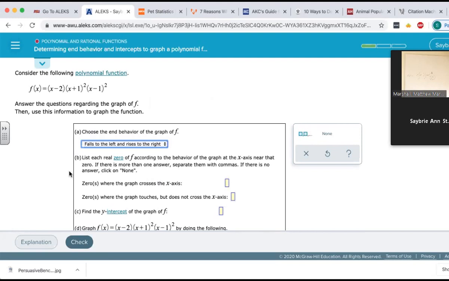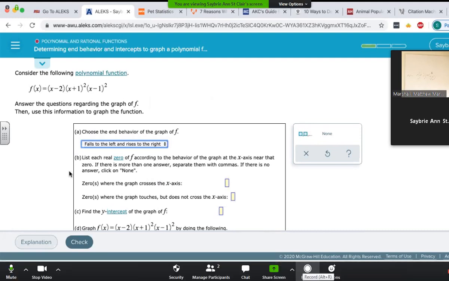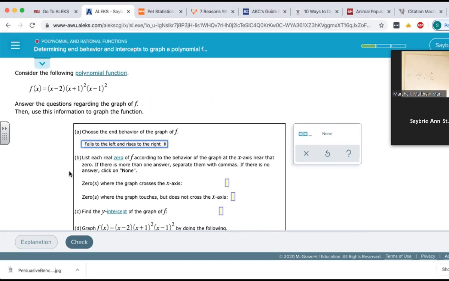Mine looks like a weird squiggly there. Looks like it's falling on the left and rising to the right. And that would make sense because that's x squared, x to the fifth. So that's going to be odd, it's positive. I'm not sure what case that is, but I think that's the case where it falls left, rises right. And then zeros where it crosses the x-axis. Looks like only one place, at 2. And it looks like we've got two spots where it's right on the x-axis but not crossing over.